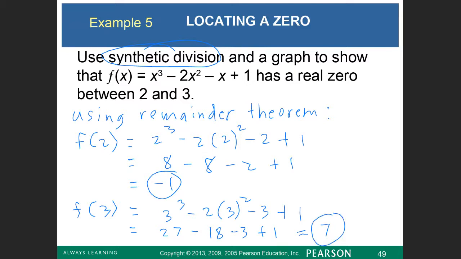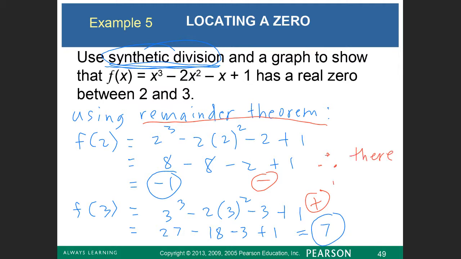So that's exactly the same answer we got using synthetic division. In this case, we're using the remainder theorem, which is actually the alternate solution here. So you have a negative, and then it turns to a positive here. So it means, therefore, there is a real zero.